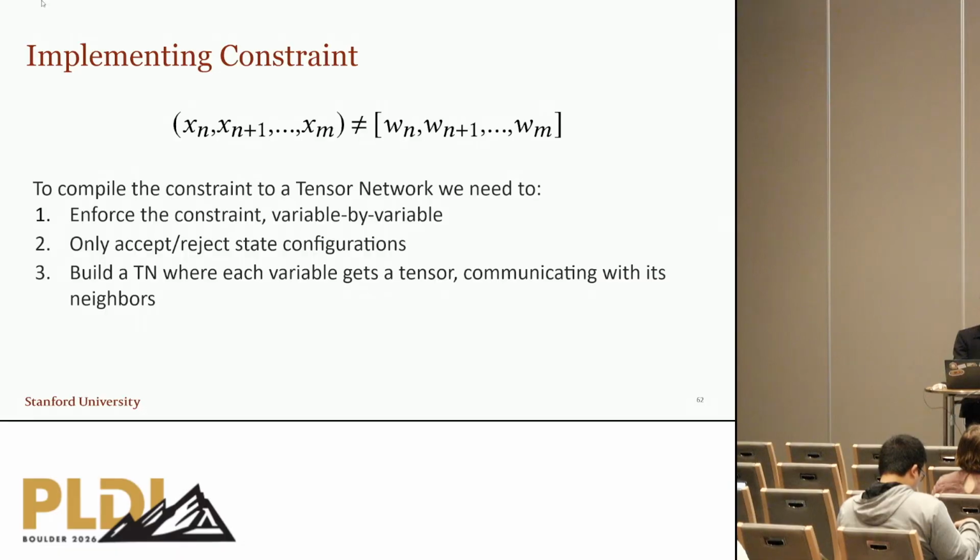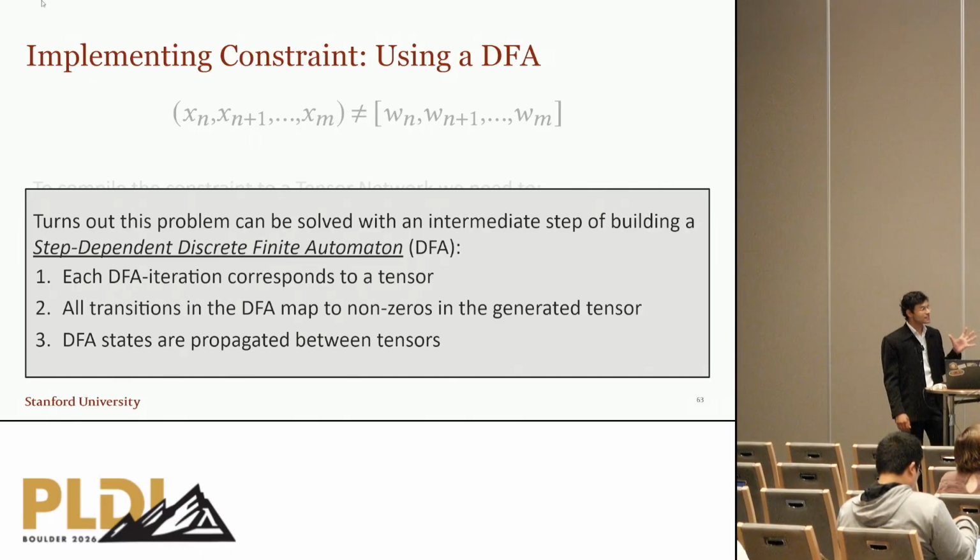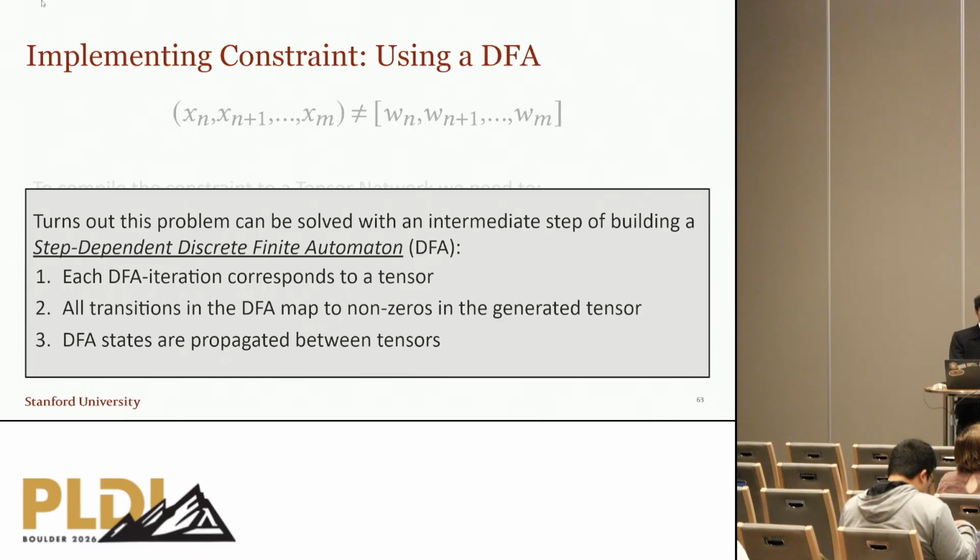Turns out, this problem is pretty straightforward to solve because you can build a step-dependent discrete finite automata (DFA) that will implement exactly that same constraint and can be mapped to a tensor network. Notionally speaking, what that means is each DFA iteration here will become a tensor in the network that I'll be talking about soon, and all transitions in this DFA will be non-zeros in the sparse tensors that get generated.